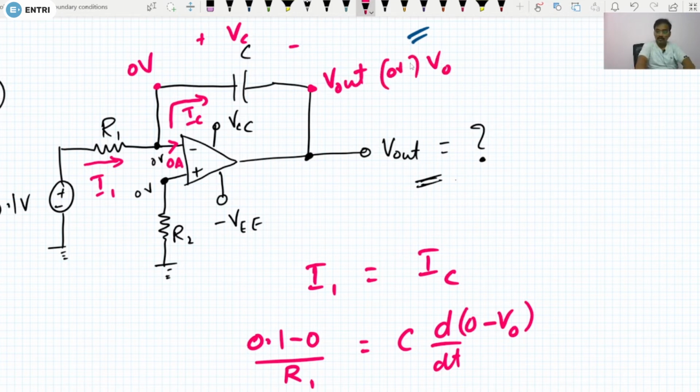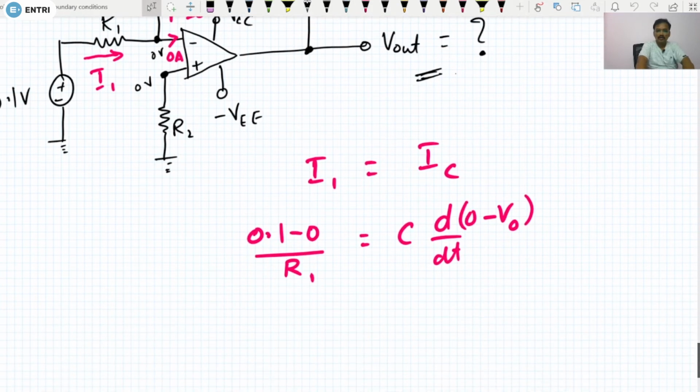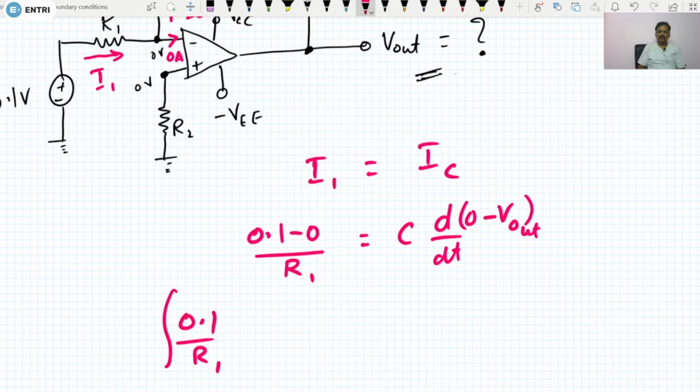Okay, so now what you are going to get here? So here this is V out. Here you are getting 0.1 divided by R1. So I am integrating on both sides here. If I integrate with respect to time on both sides, what you are going to get? You are going to get minus C into V out.